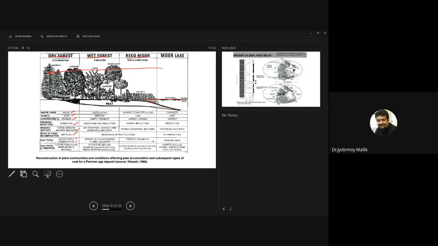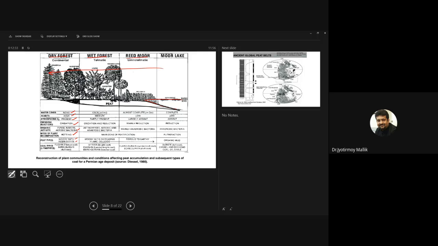Now let us look at the wet forest. Okay, what would happen in the wet forest? Wet forest would have oscillating water cover. Water cover means the sediment will come and essentially mask your peat accumulation by dropping shale covers. Okay, and that will create that anaerobic environment.